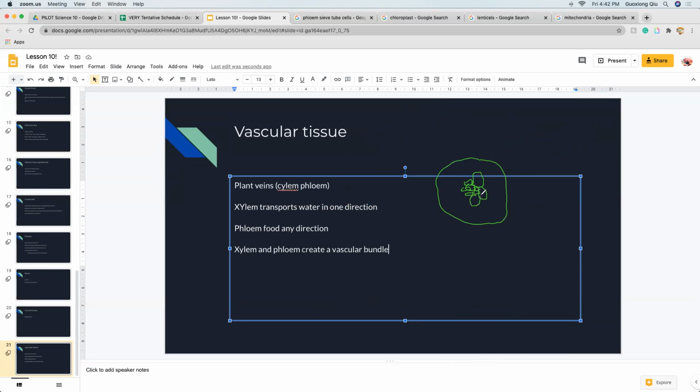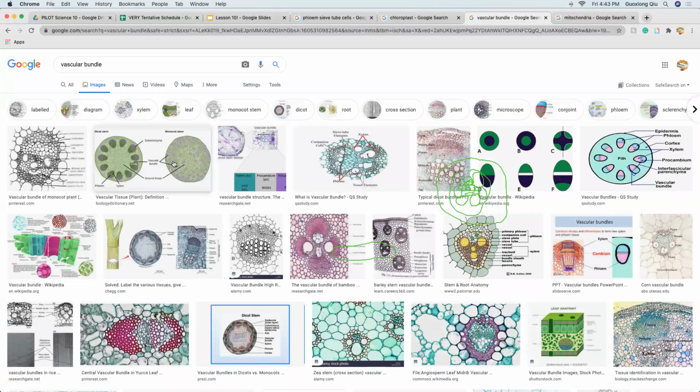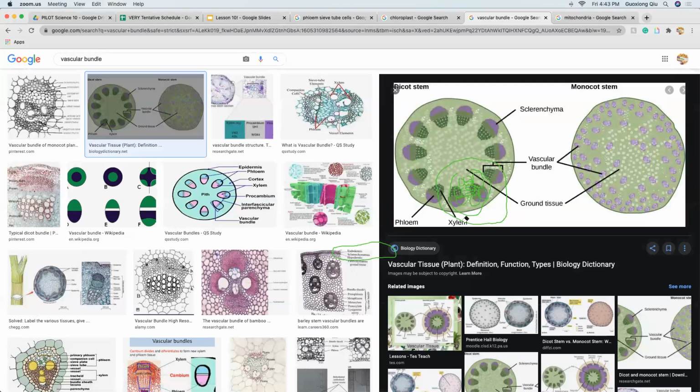And these are your vascular tissues. I'm gonna check in a second if I'm wrong, but we're gonna say all the large ones are the phloem, and all the small ones are the xylem. And all these circles as a whole are referred to as a vascular bundle. So let's see if I can find an image of a vascular bundle.